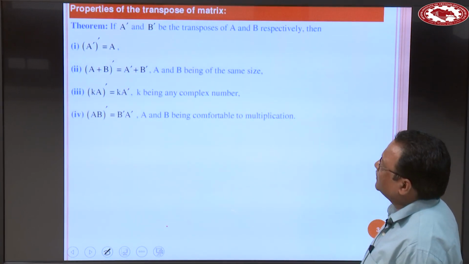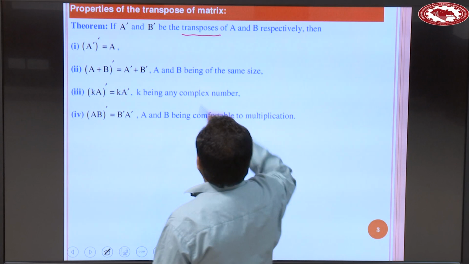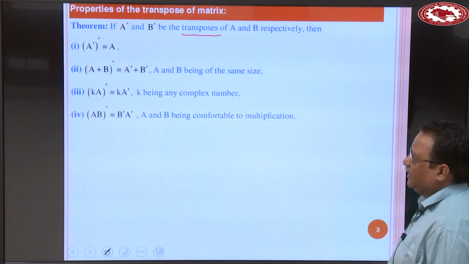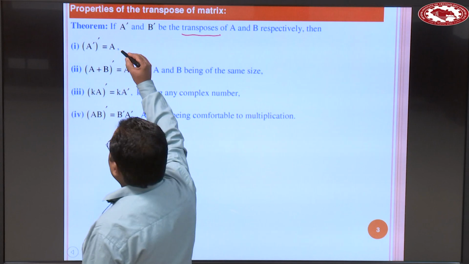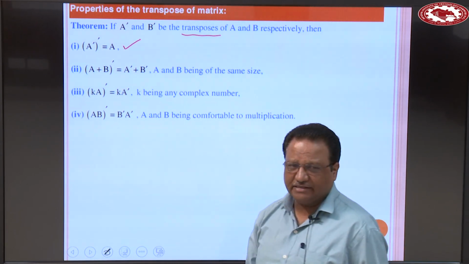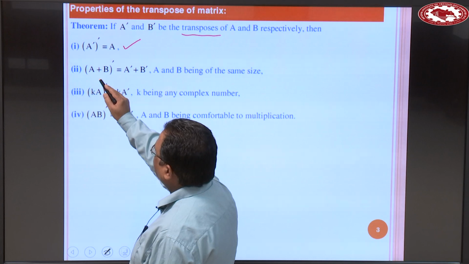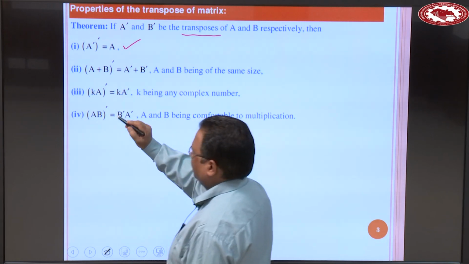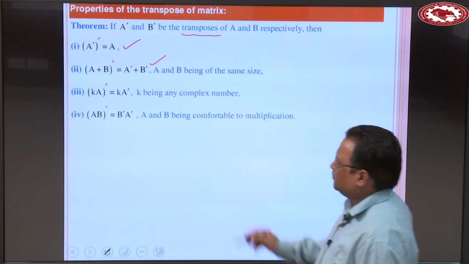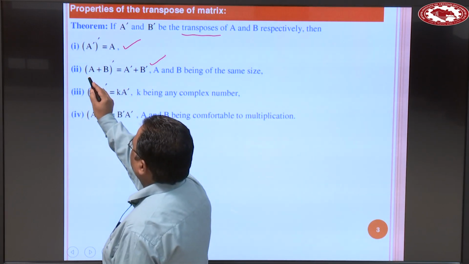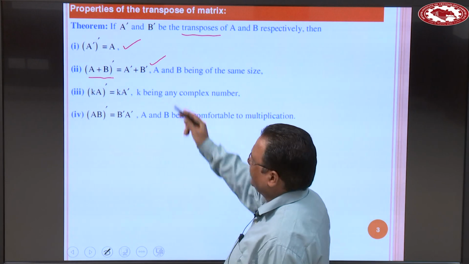Then we have a few properties of the transpose of a matrix. If A dash and B dash are the transposes of A and B respectively, then first, A dash dash is equal to A. A dash means the transpose of A; taking the transpose again, you get the same matrix A. Second, (A plus B) dash is equal to A dash plus B dash, where A and B are of the same size, which means A plus B is possible.